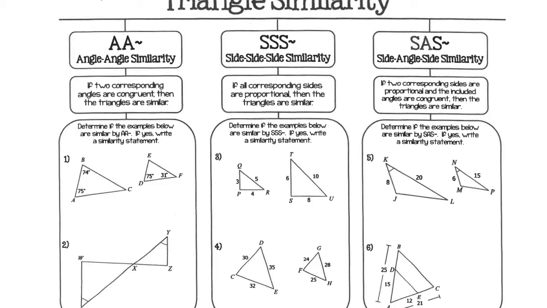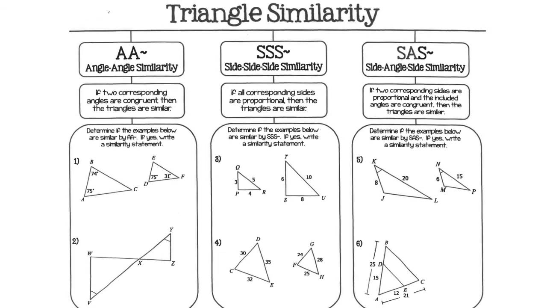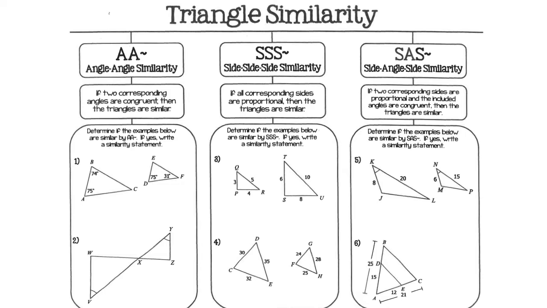Triangles are similar because of one of these three methods. We have angle-angle similarity, we have side-side-side similarity, and then we have side-angle-side. So the angle-angle says that if two corresponding angles are congruent, then the triangles are similar.